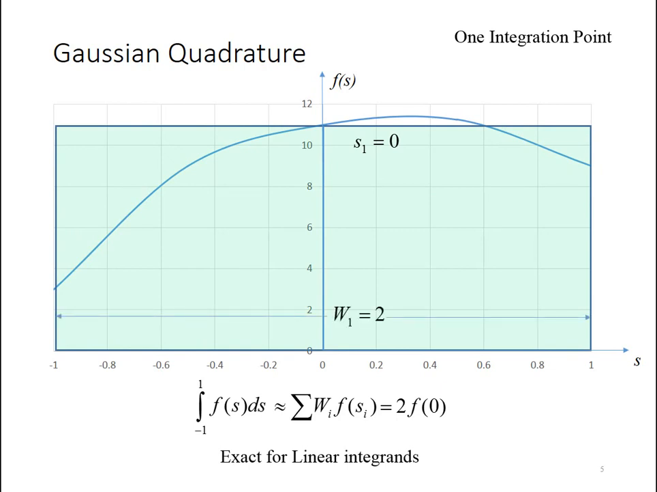That gives us an exact result for any linear integrand. As you might expect, you evaluate at one point, it's going to average out negative on one side, positive on the other, or above and below. We will get an exact result. However, obviously for the function shown here, it's not a great approximation.